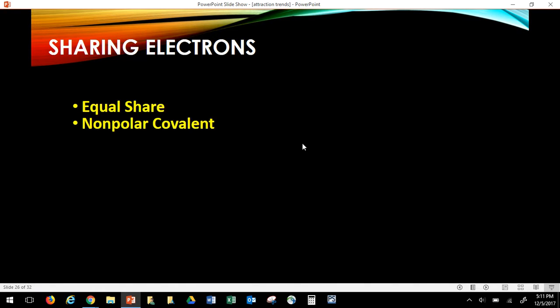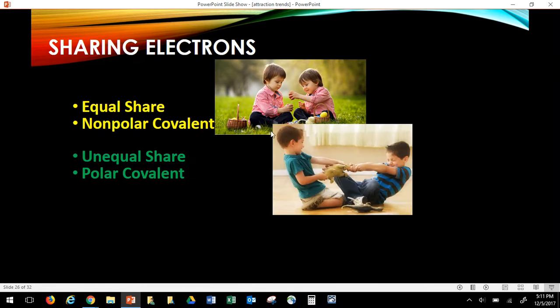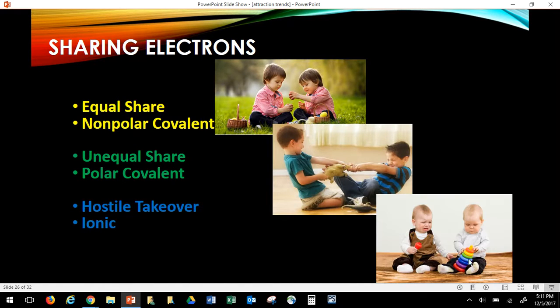So sharing electrons, you can have multiple ways of sharing. There can be sort of an equal share, which we call nonpolar. There can be an unequal share, where they're quote unquote sharing this teddy bear, but this kid really has it more than that kid. And there's also just this hostile takeover, like we just saw, which is ionic, where basically one has complete possession over the electrons and the other one doesn't. So these are variations of the same phenomenon of how much are electrons being pulled away.